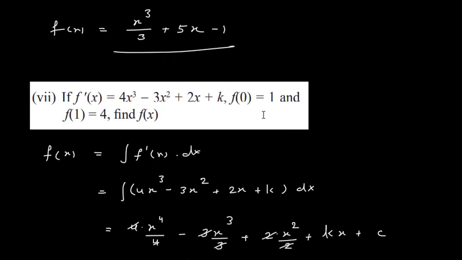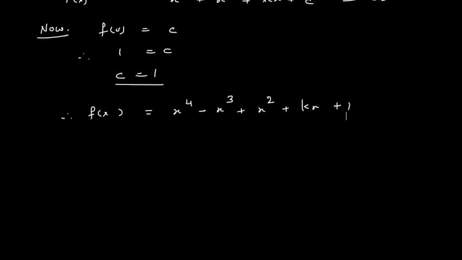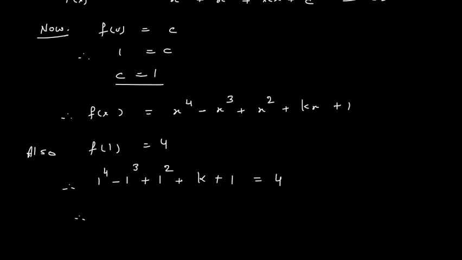Okay, again f of 1 is given 4. So I will say that also f of 1 is 4. So therefore in place of x I replace 1. So it is 1 power 4 minus 1 cube plus 1 square plus 1k plus 1, and this is equal to 4. So therefore now this will cancel. This is 1 plus k plus 1, that is k plus 2. So k plus 2 is 4. This implies the value of k is 2.